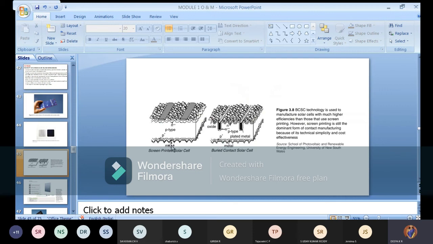P-type metal, and you can see oxide, N plus. All this is a screen printed solar cell and a buried contact solar cell. How will it work? So this is screen printed. You have electrodes, plus and minus, and there the operation is going to happen.